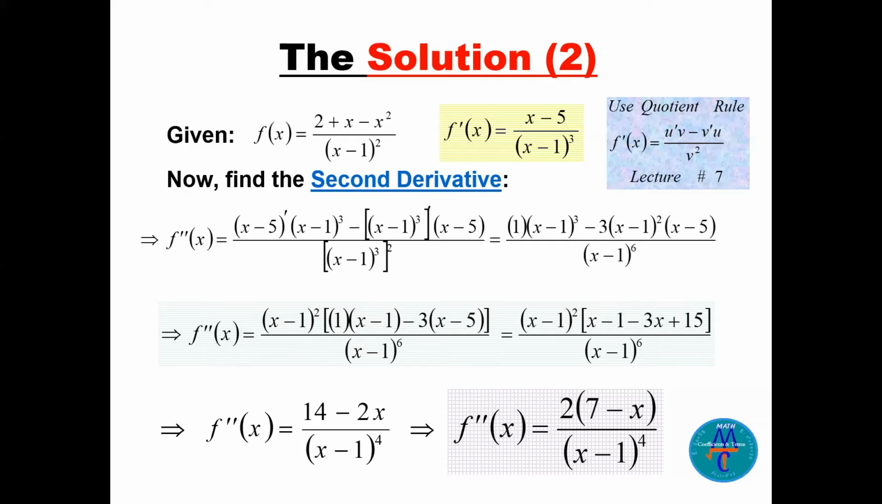Now we can take 2 as a common factor there, and we can cancel x minus 1 squared with x minus 1 to the power 6, and we have to leave here x minus 1 to the power 4, because 2 minus 6 will be minus 4. In the denominator, it will be plus 4 in the power. So the second derivative final answer will be 2 times 7 minus x, all divided by x minus 1 to the power 4. That's another short question.